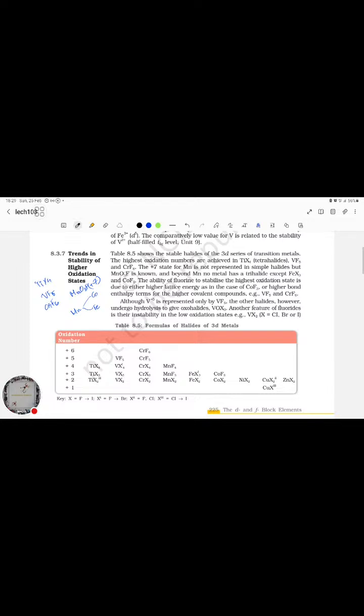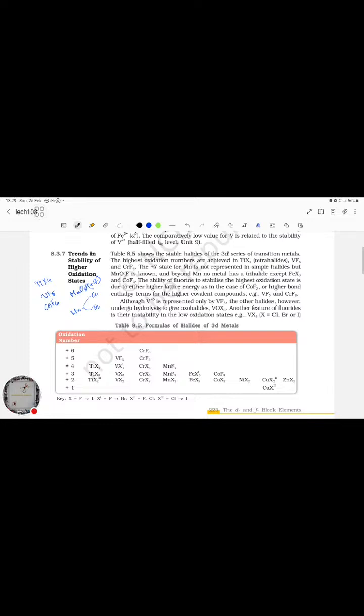In the higher oxidation state, it is basically due to the higher lattice energy. In the case of cobalt fluoride it requires more lattice energy for its survival, and it is provided by fluorine. The higher bond enthalpy for higher covalent compounds: in higher covalent compounds it will have higher bond enthalpy. Higher bond enthalpy means a more stable compound.